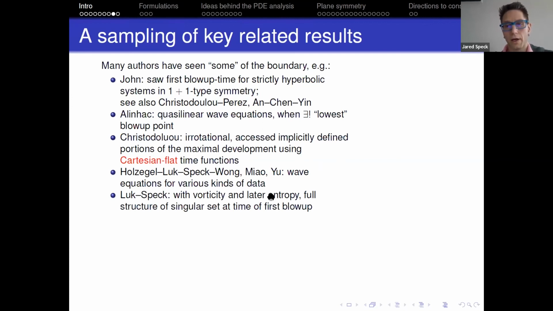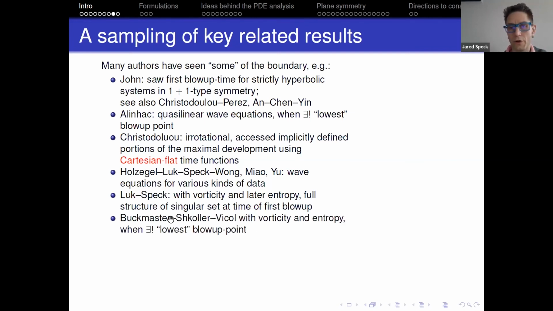With Jonathan, we took Christodoulou's framework for approximately plane symmetric initial conditions like today, and we added vorticity to the problem, first in 2 space dimensions, and then later, much more recently in 3D, we added entropy. And we followed the solution to the time of first blow-up and gave a full description of the singular set at the Cartesian time of first blow-up.